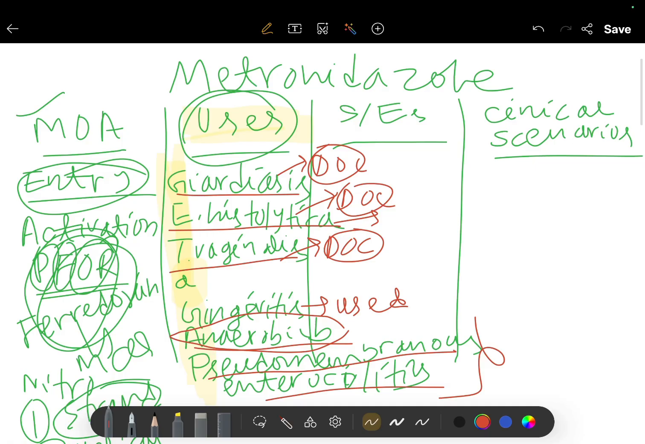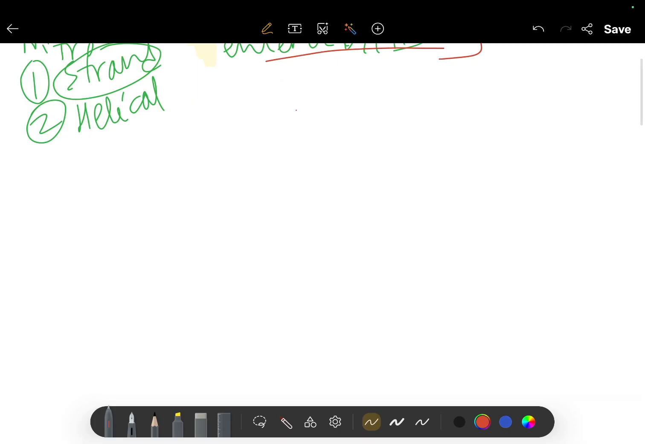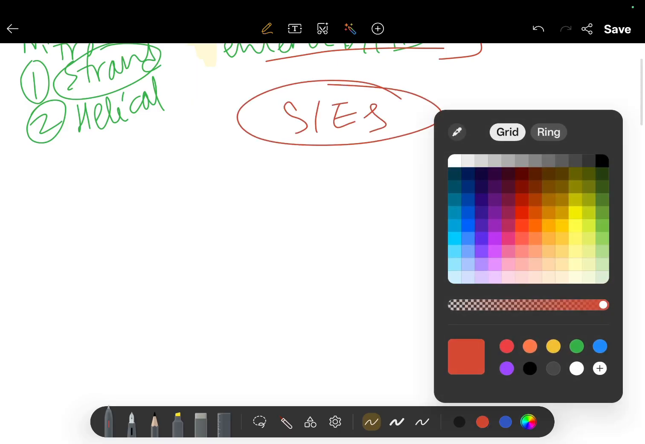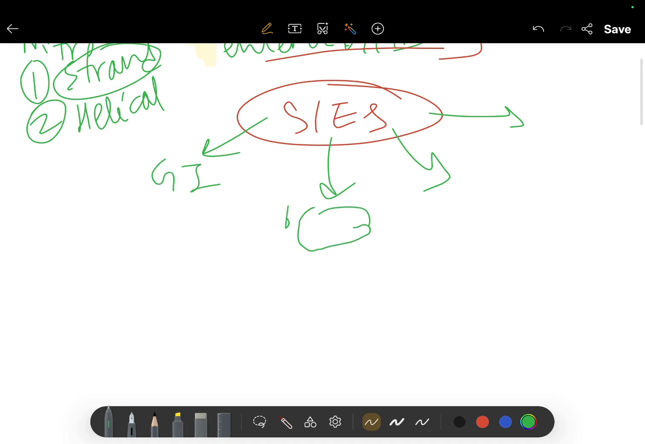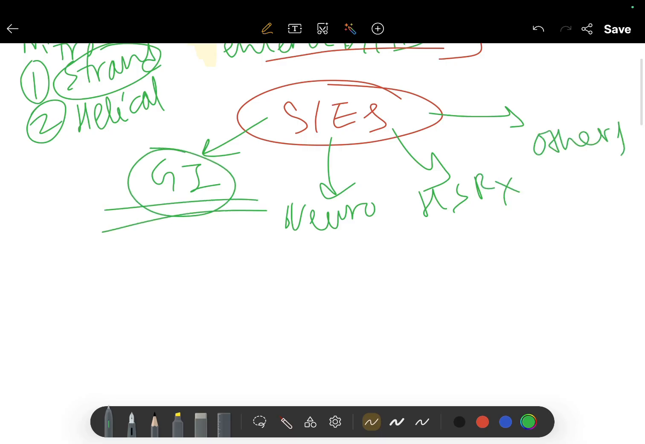Now side effects. We can divide them like this: first GI side effects, neurological side effects, then hypersensitivity reaction, and then others. So what are the GI side effects? GI side effects are nausea, vomiting, diarrhea.